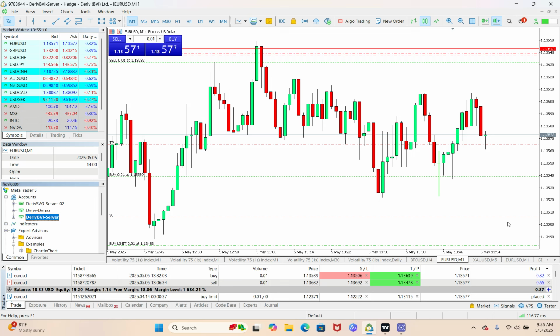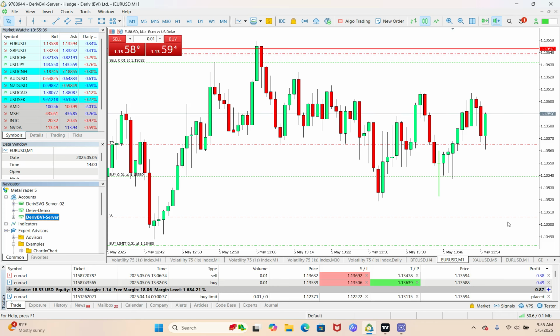Buyers trying to come back again. Tables have turned. Oh wow. Buyers with a push to the upside again. Sellers are resisting. Buyers with a run. Buyers with a big run.